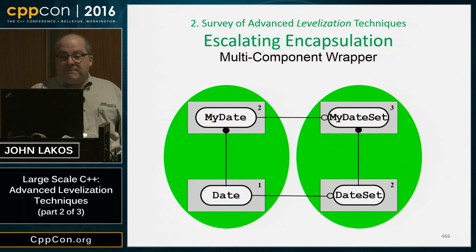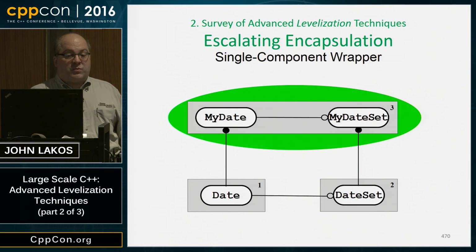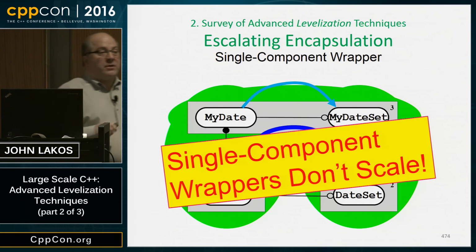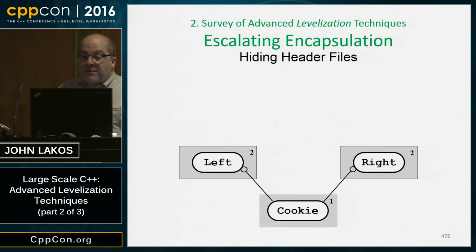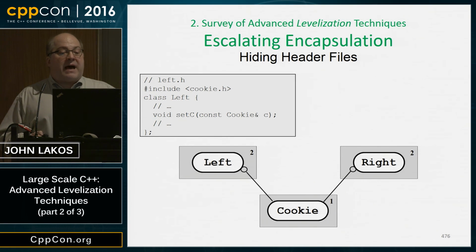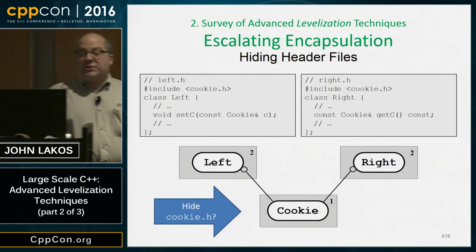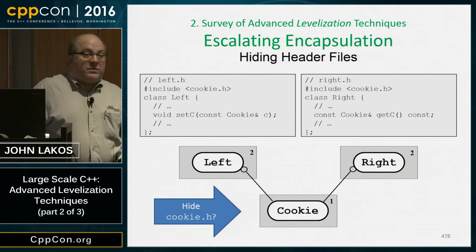And then what you can do is make it a single component wrapper, in which case this works just fine, right? Because if they're in the same component, you have friendship, and you just pull the thing in and it just works. Single component wrappers don't scale. You can't have arbitrarily large single component wrappers. Another thing people try to do is they try to somehow hide a header file, and in that way kind of try to create some communication. Hiding header files is bad. You know, having the cookie go away, we'll just hide the cookie and you'll have this thing that takes a cookie, but we don't have the cookie header file, so what are we going to do?